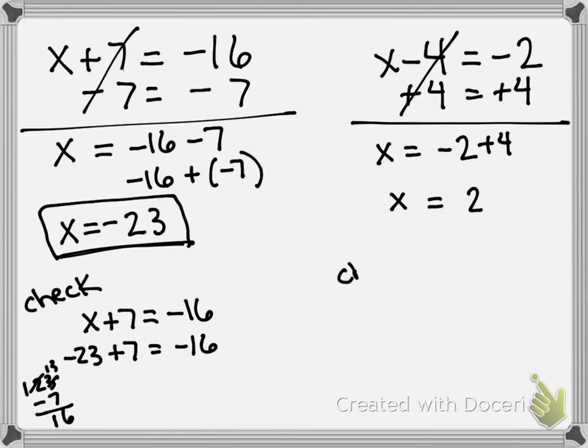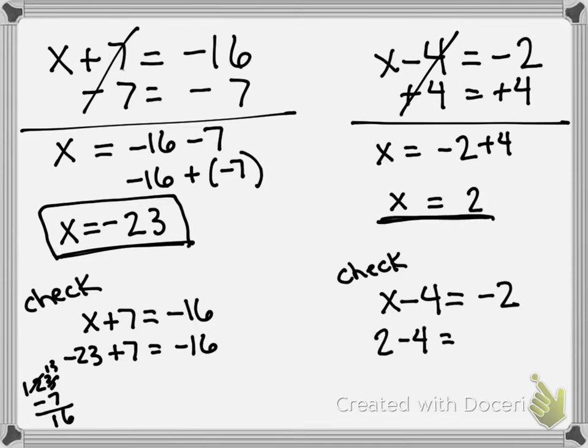So we check our problem. We rewrite the equation, x minus 4 equals negative 2. We substitute positive 2 in because we think that's what x is. 2 minus 4 equals negative 2. We do not subtract negative numbers. We instead add the opposite.